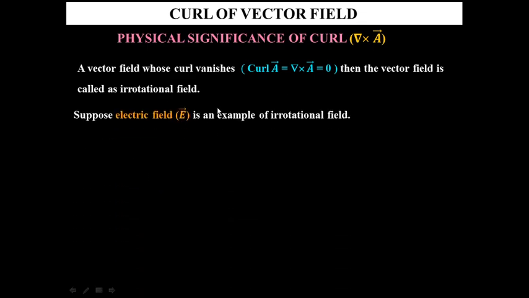The electric field is an example of an irrotational field. So the curl of the electric field is 0, that is, del cross E, the curl of vector E, is 0. This is the physical significance of curl. Today we have seen what curl is, its mathematical expression, and its physical significance, both mathematically as well as in the form of a statement. So thank you very much.